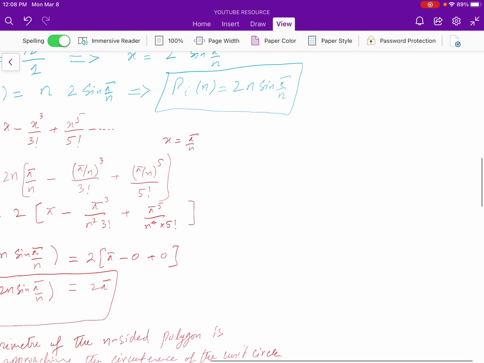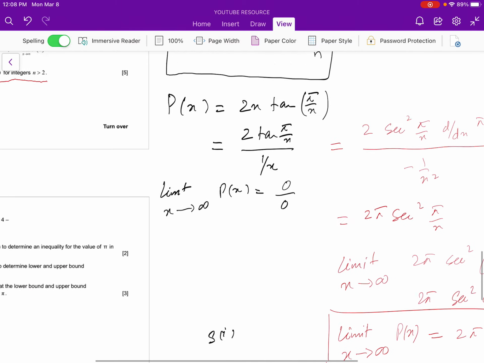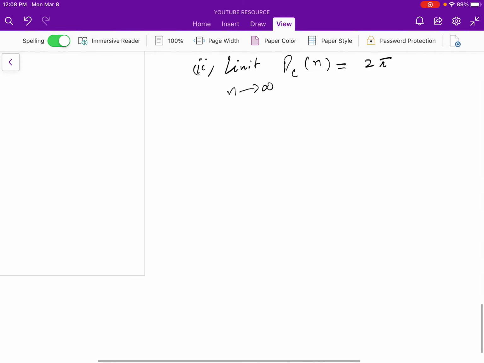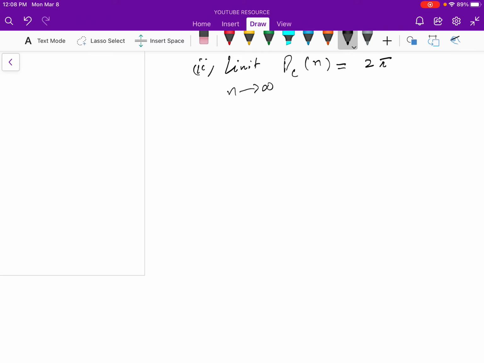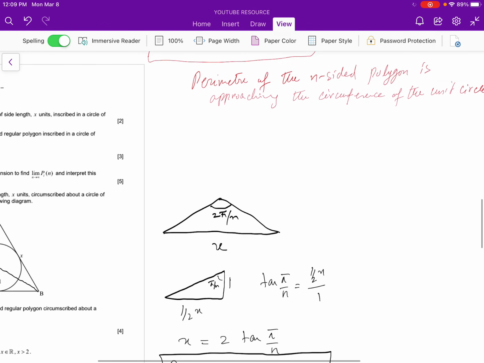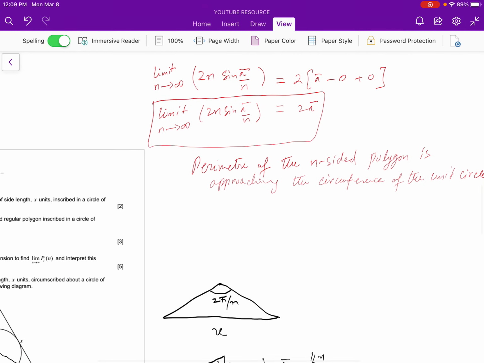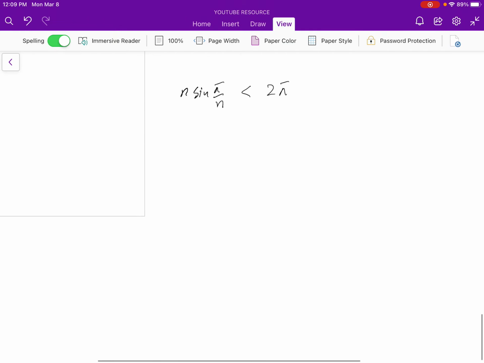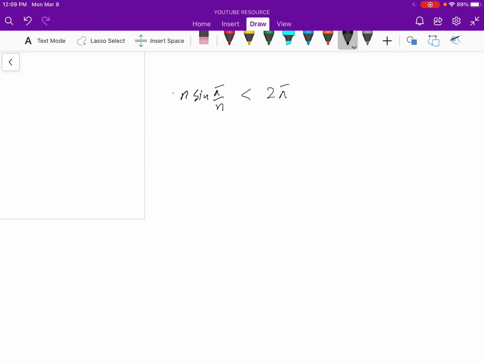So what can we do? We can write this as an inequality. So this was reaching 2 pi. So 2 pi is always greater than the result n sine pi over n. This was the result in part D. Let's just recheck quickly. It's 2n in fact. So it's 2n and this.